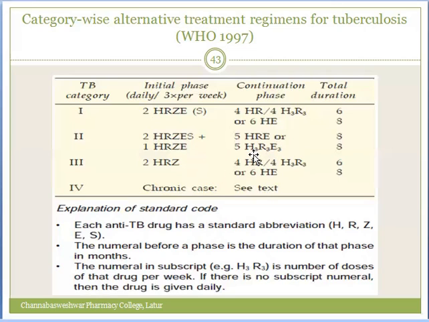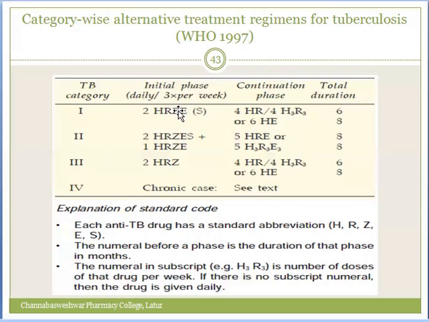That subscript number shows the doses per week. So H3 means isoniazid thrice weekly. Okay, so the subscript number 3 indicates the number of doses of the drug per week, and if there is no subscript to the number, then the dose is given daily. Means here, look at HRZ. So H means isoniazid, which is given daily. Okay, the dose is given daily. So this is the treatment chart.